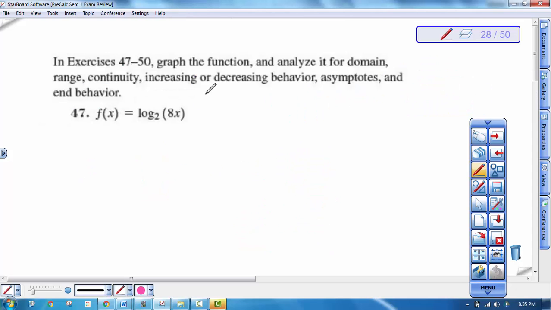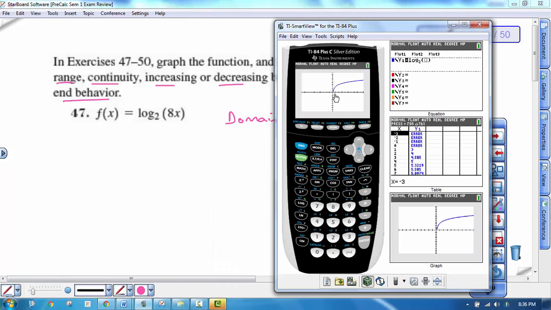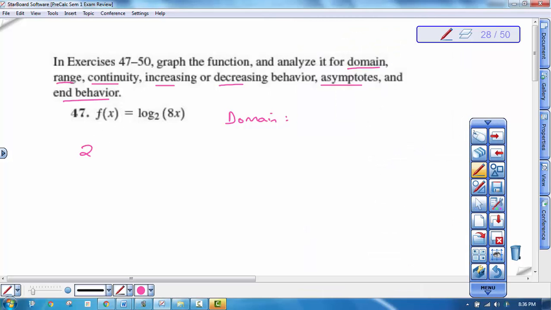Okay, the next problem wants us to analyze it. We want to do domain, range, continuity, increasing, decreasing behavior, asymptotes, and end behavior. So we talked about all these things individually, but let's put them all together real quick. The domain's the trickiest part. I know you can see from the calculator it looks like it goes from all numbers bigger than 0, and that's true. And if you write it in exponential form, I'll use y, 2 to the y equals 8x. What you can see is that this 8x right here has to be greater than or equal to 0.